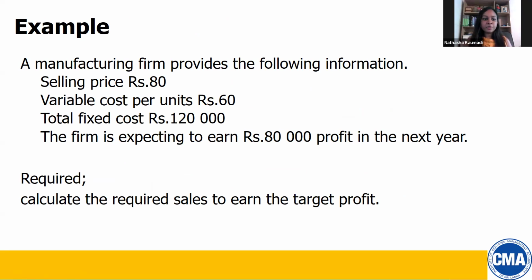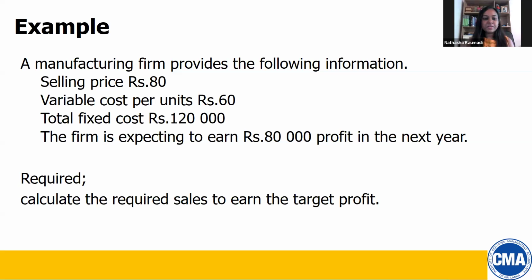That means how much is the contribution per unit? Selling price minus variable cost per unit, 20, right? It's really easy, 20. Then it says the total fixed cost is 120,000. Firm is expecting to earn 80,000 profit in the next year. Calculate the required sales to earn this target profit. Quickly tell me the answer.